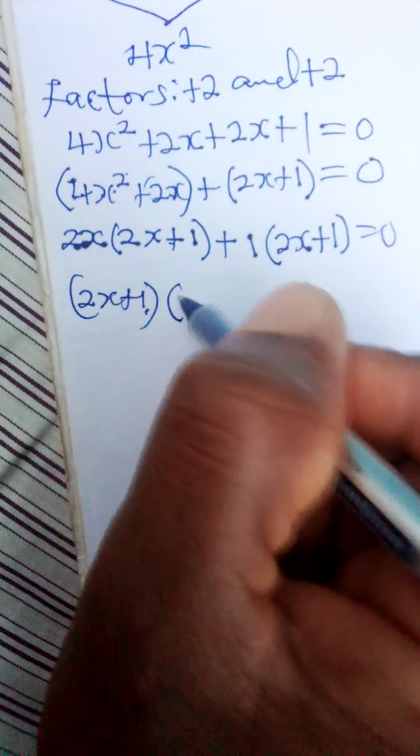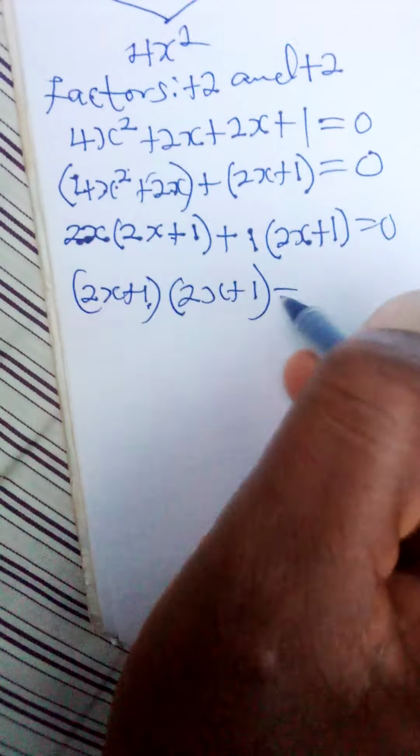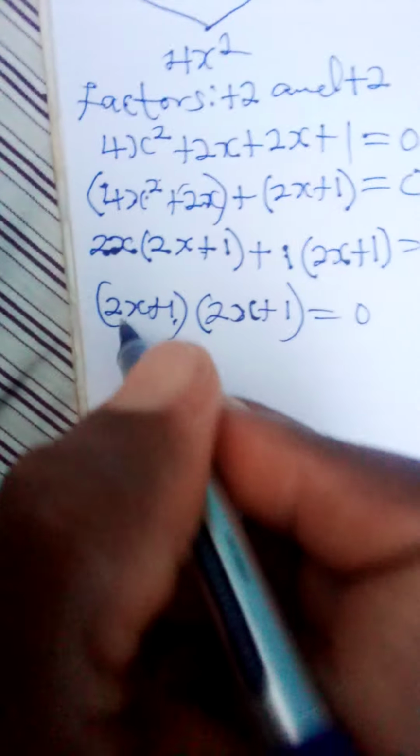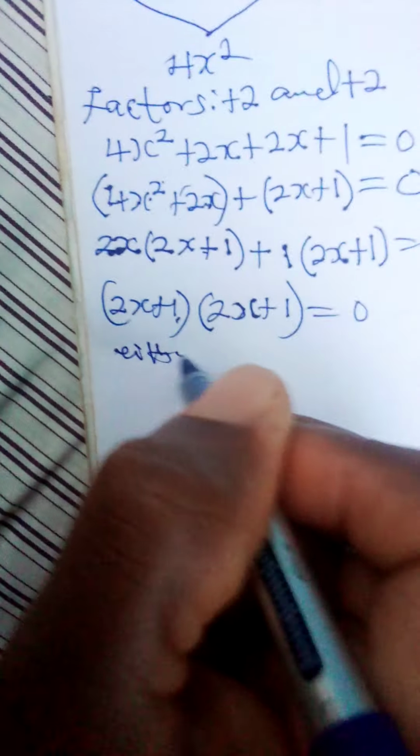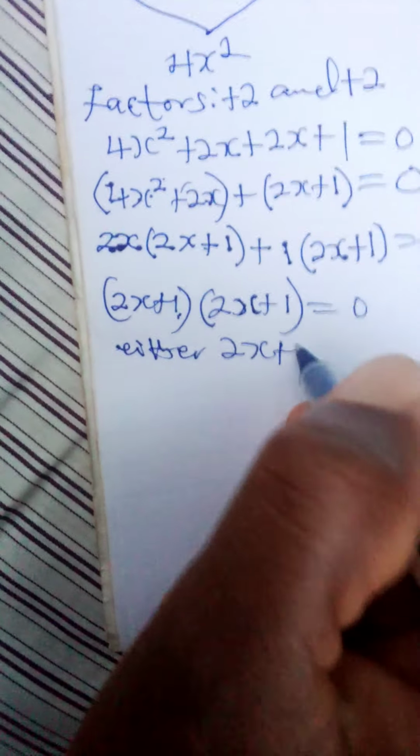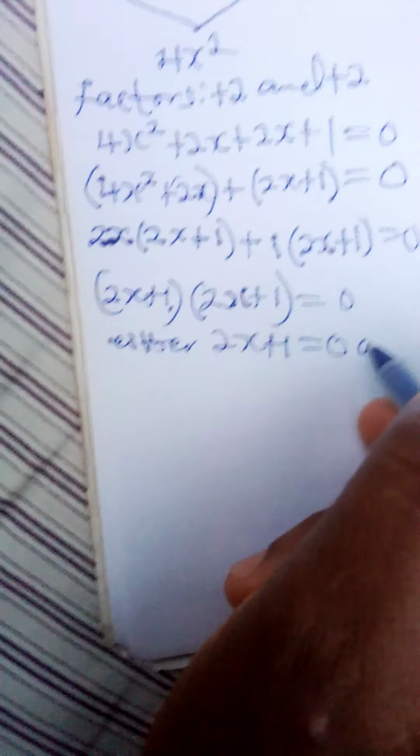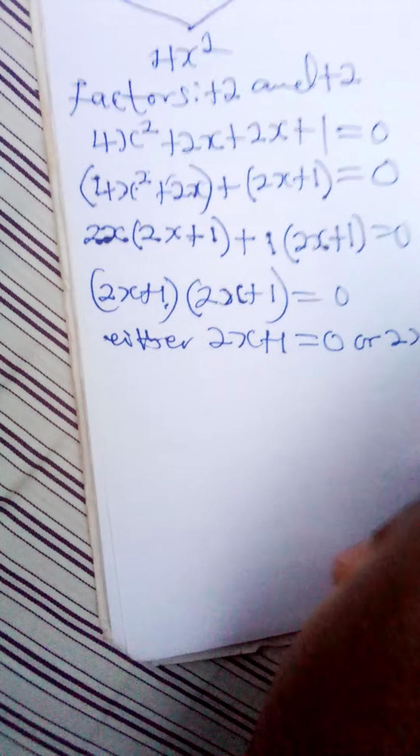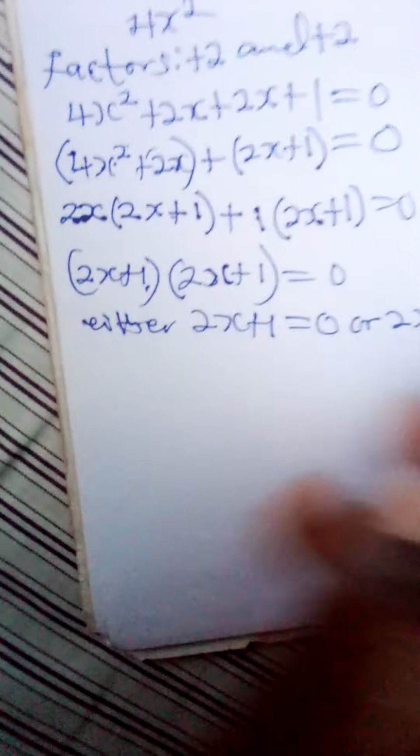Now the two brackets are the same thing. As the brackets are the same, the only thing you do is to pick one of them. You can pick any one first. We have 2x plus 1, this or this, which is the same, and here again we have 2x plus 1, that is outside the bracket. All of them equal to 0. Then at this level, you either say 2x plus 1 equal to 0, or you conclude 2x plus 1 is equal to 0.